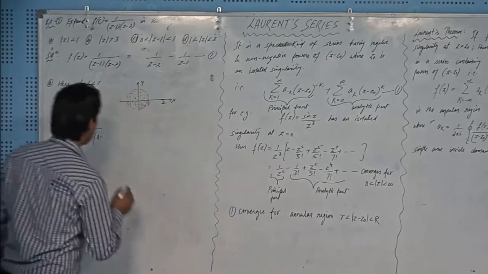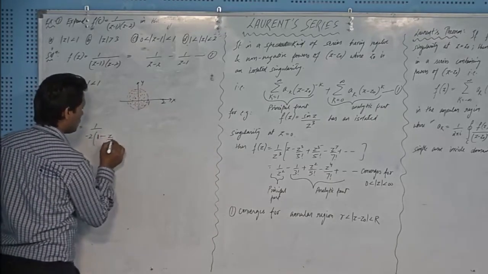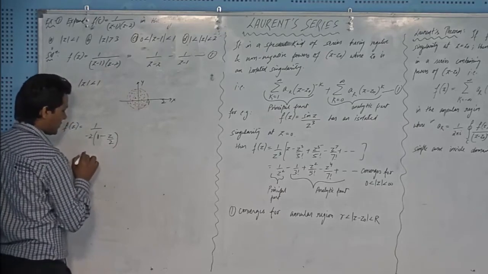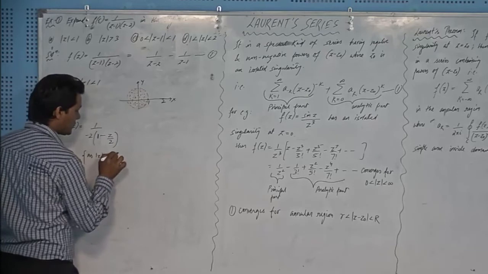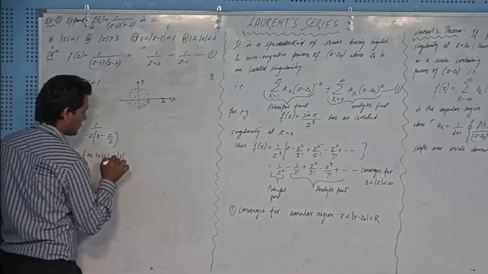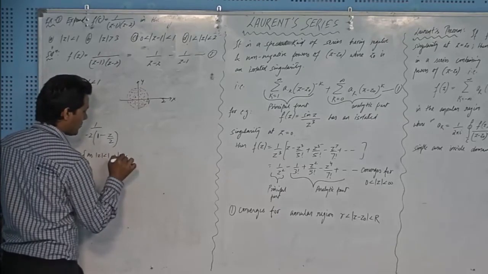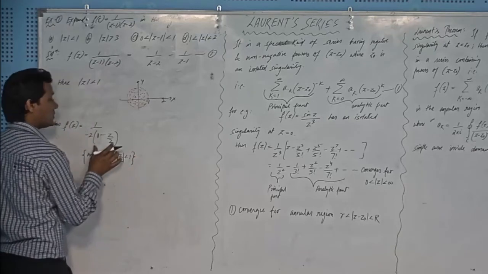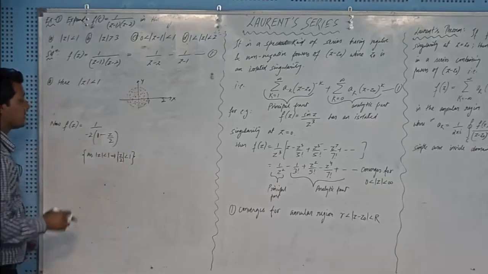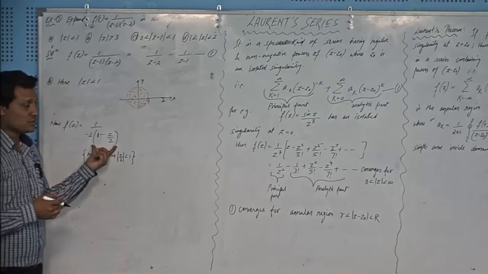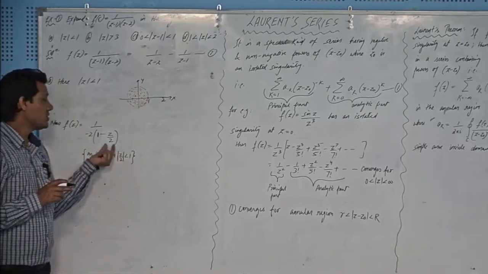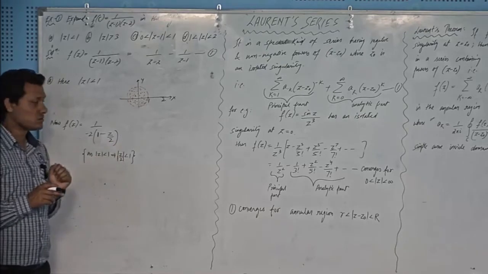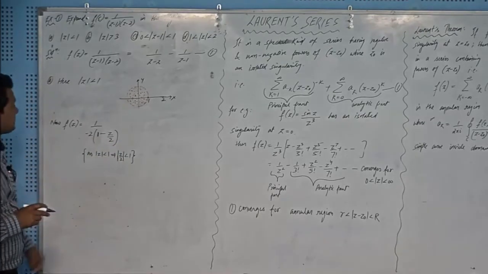1 minus z by 2, and the reason for this thing, I am writing the reason here, as mod z less than 1 implies mod of z by 2 will be automatically less than 1, and in order to expand it using that geometric series, that is valid if and only if this condition holds, right? Means the modulus of this number should be less than 1, right? So be careful at this point.